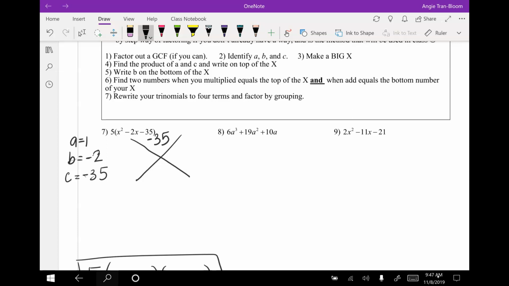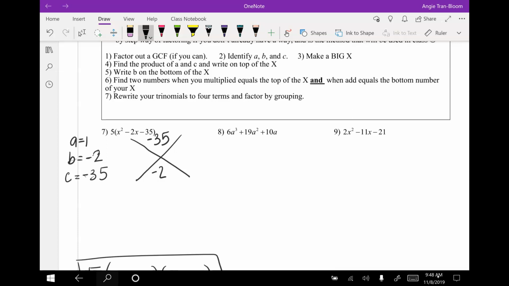What do we put at the bottom? B value. What's your B value? Negative 2 in this case. Now it says find 2 numbers that, when you multiply, give you negative 35, and add to give you negative 2. Is it possible?